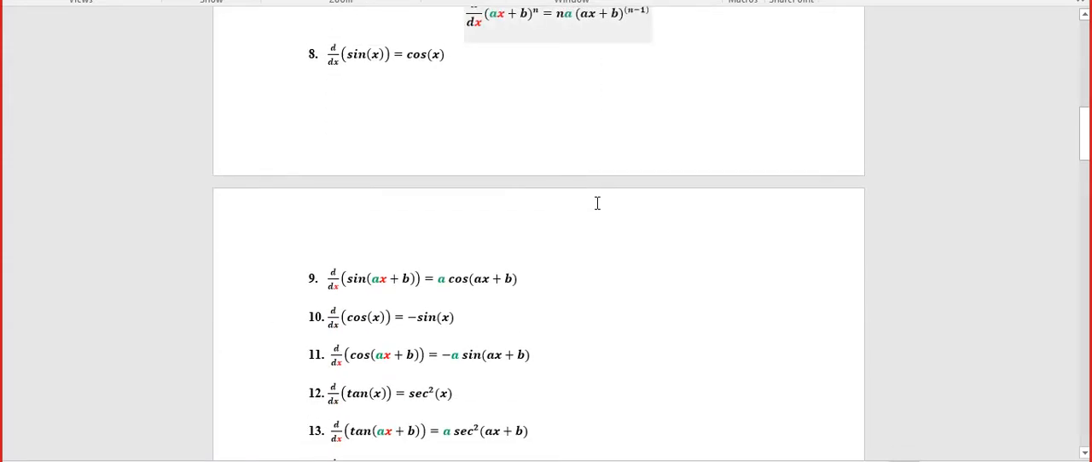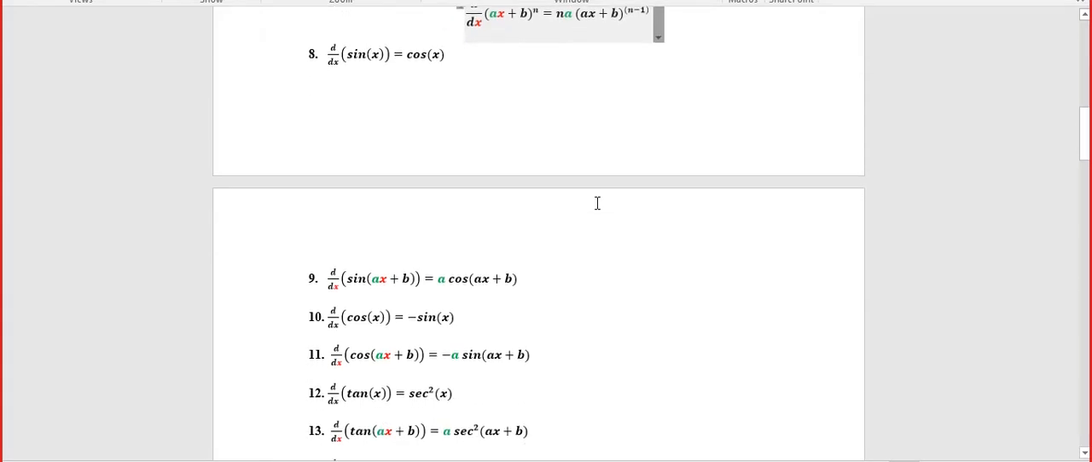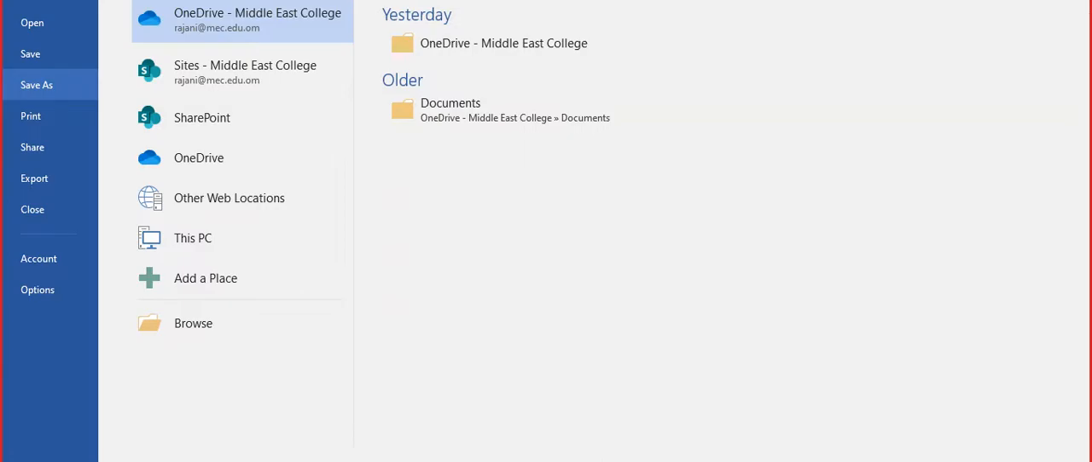So now when we are going to study integration, as we say that integration is a reverse process of derivatives, that's the reason it is also called antiderivative. Okay, so let's begin.